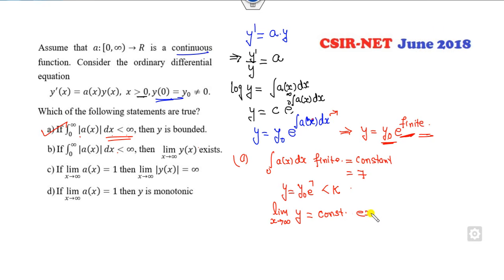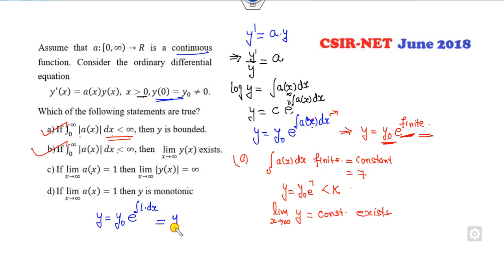So what is the meaning of that? Limit existence, fine. Look at the third option. If the limit of a(x) is 1, then y is the integration of 1 into dx, fine.